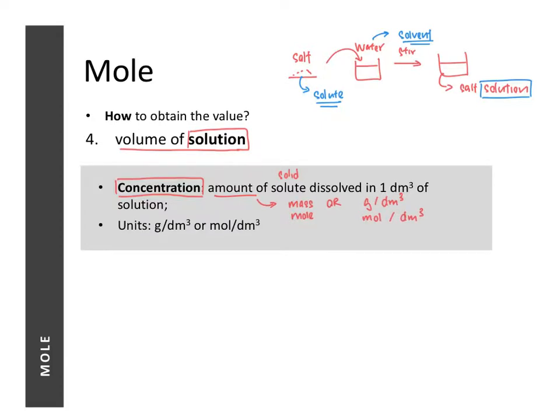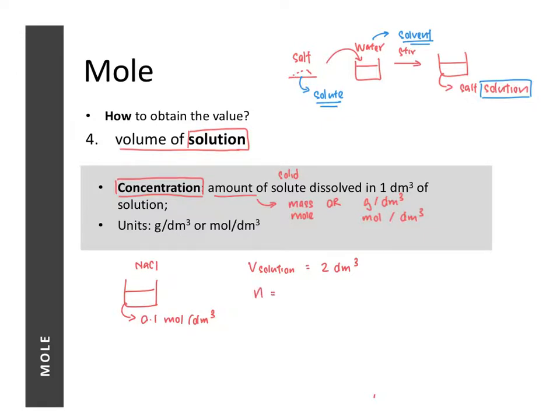Okay, so now imagine I have a solution of sodium chloride, a salt solution, which has a concentration of 0.1 mole per dm cube. If the volume of the solution is 2 dm cube, how many moles of sodium chloride do I have in the solution?